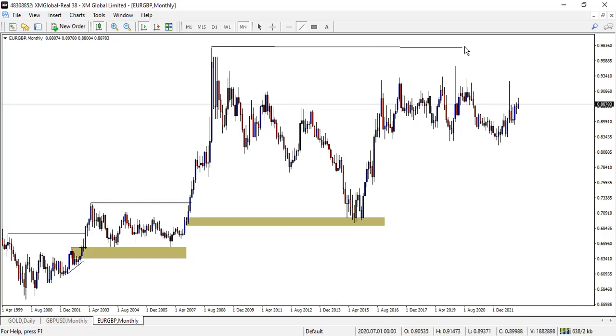Now, we have this swing high here, right? That is not yet broken. Okay, cool. Now, if it's like this, then what do we do? We have this swing high here, and then we have a mitigation on this bullish base order block here. Remember, we are on monthly time frames. So what do we say? Price is from a bullish base order block approaching the swing high, right?